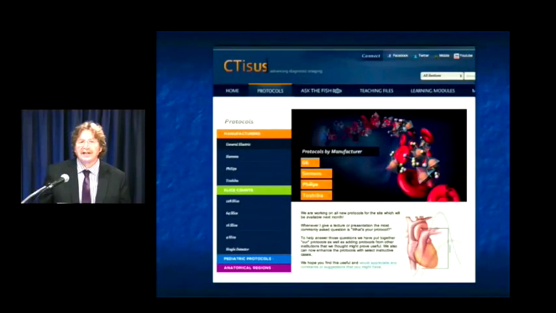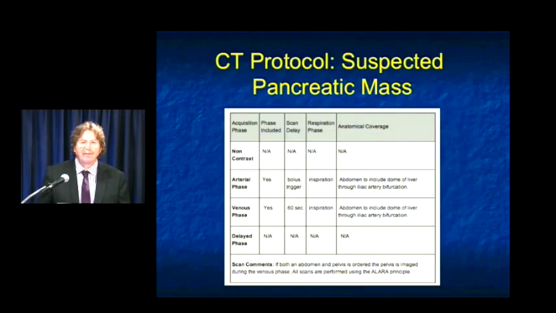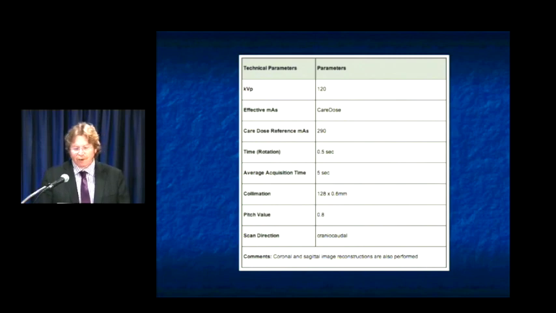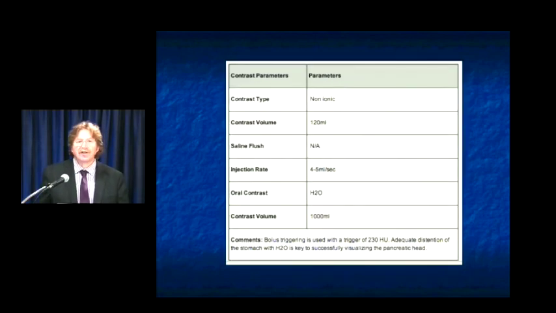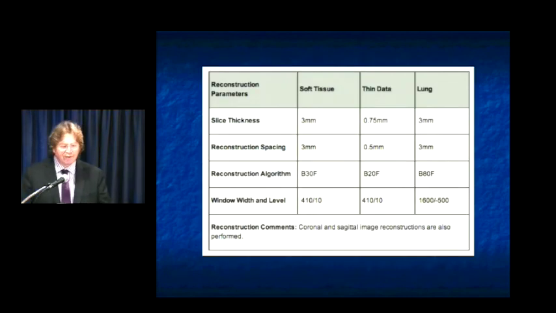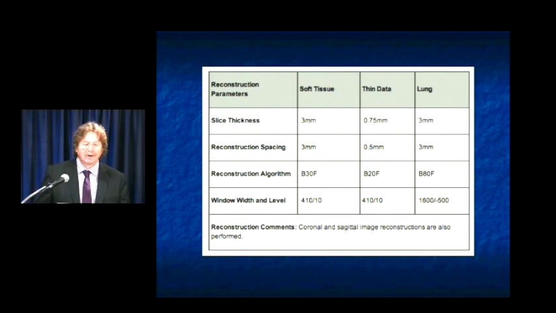When you look at CT protocols, which is part of this series, that's what you'll find. So if I take a simple protocol, and again, you don't need to read the small print, but you could see for a suspected pancreatic mass, we show the phases that are possible, all 4 phases, and we show that we only do arterial and venous. We show the technical parameters. We show the effect of mAs, how we do it. We show pitch. We show scan direction. We show the contrast type. We show how much we use. We show slice thickness, reconstruction spacing, algorithm, and everything else that becomes important. And that needs to be done for every single protocol.